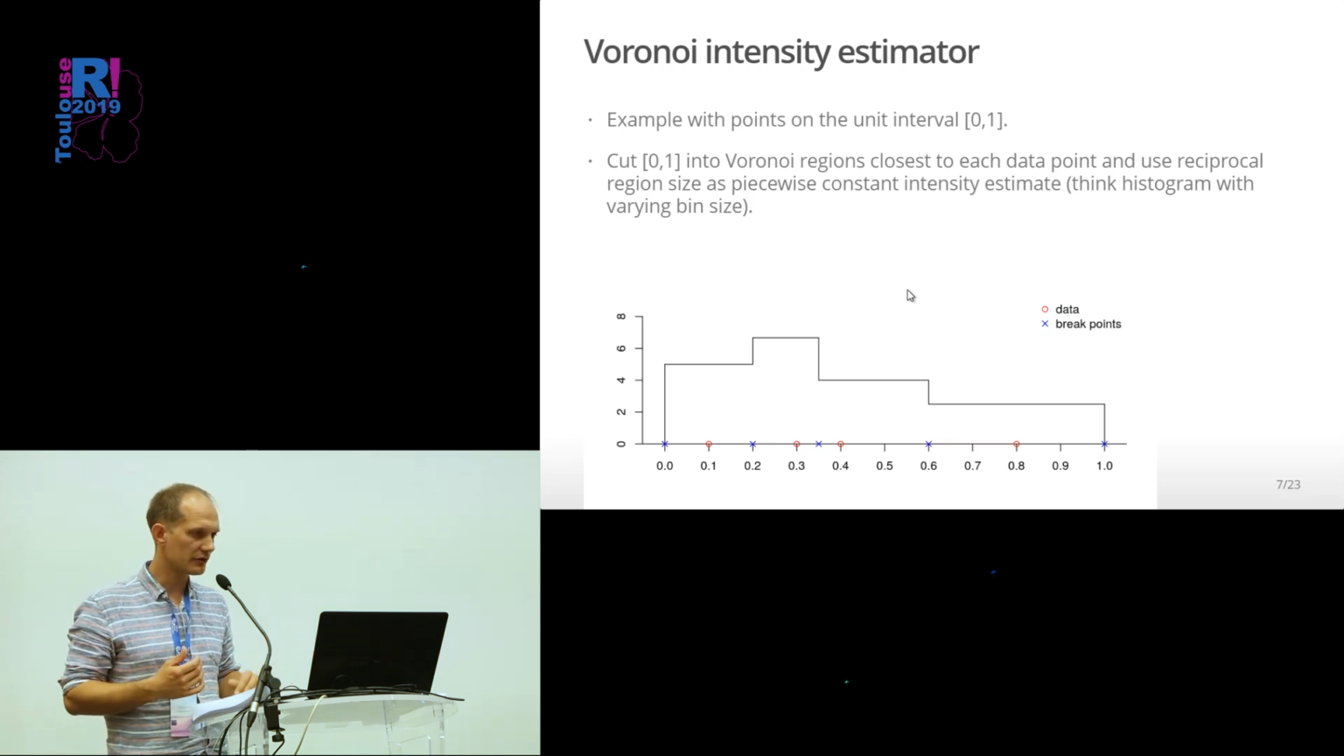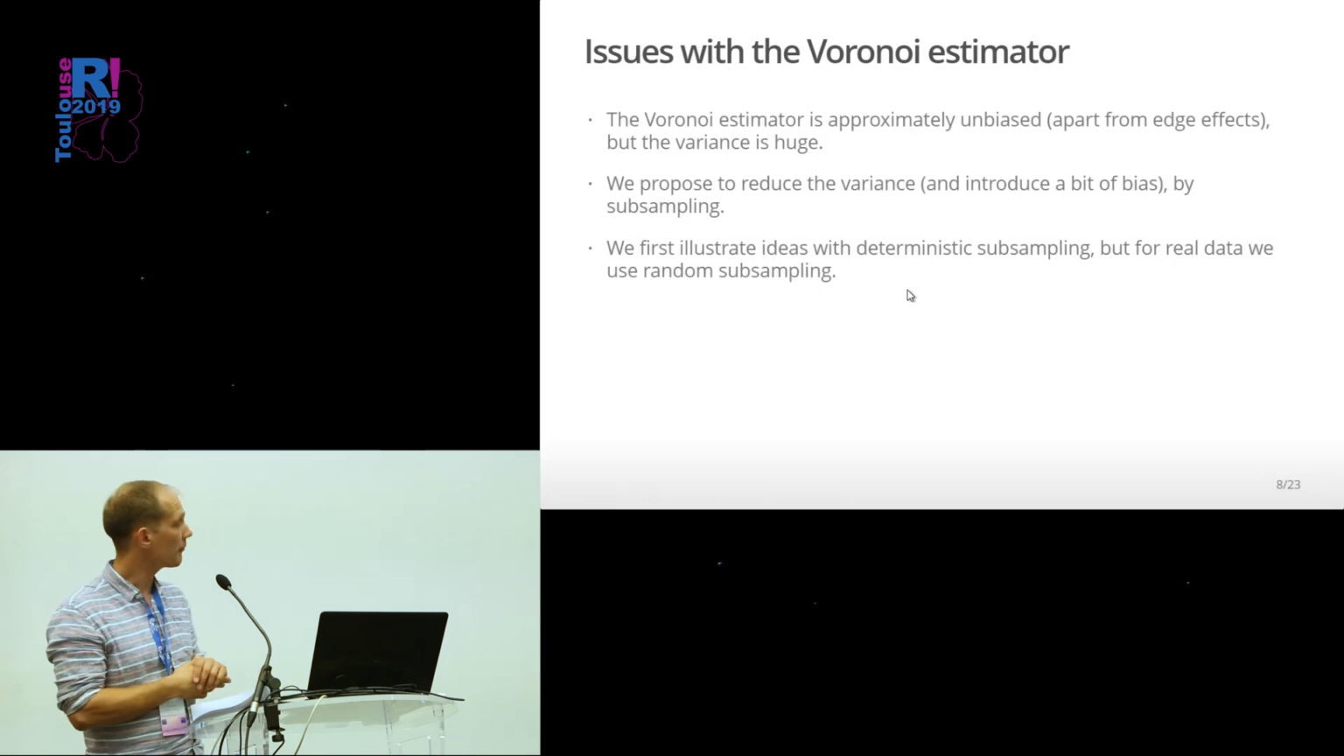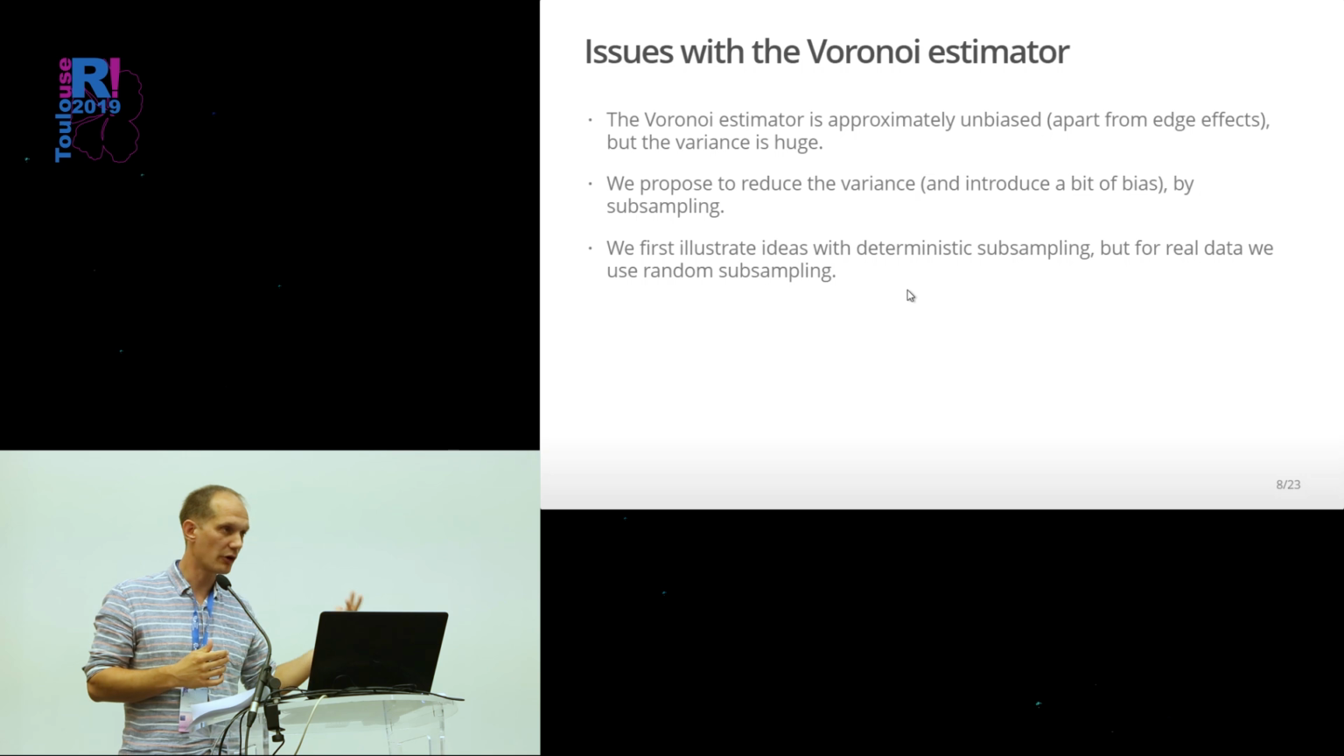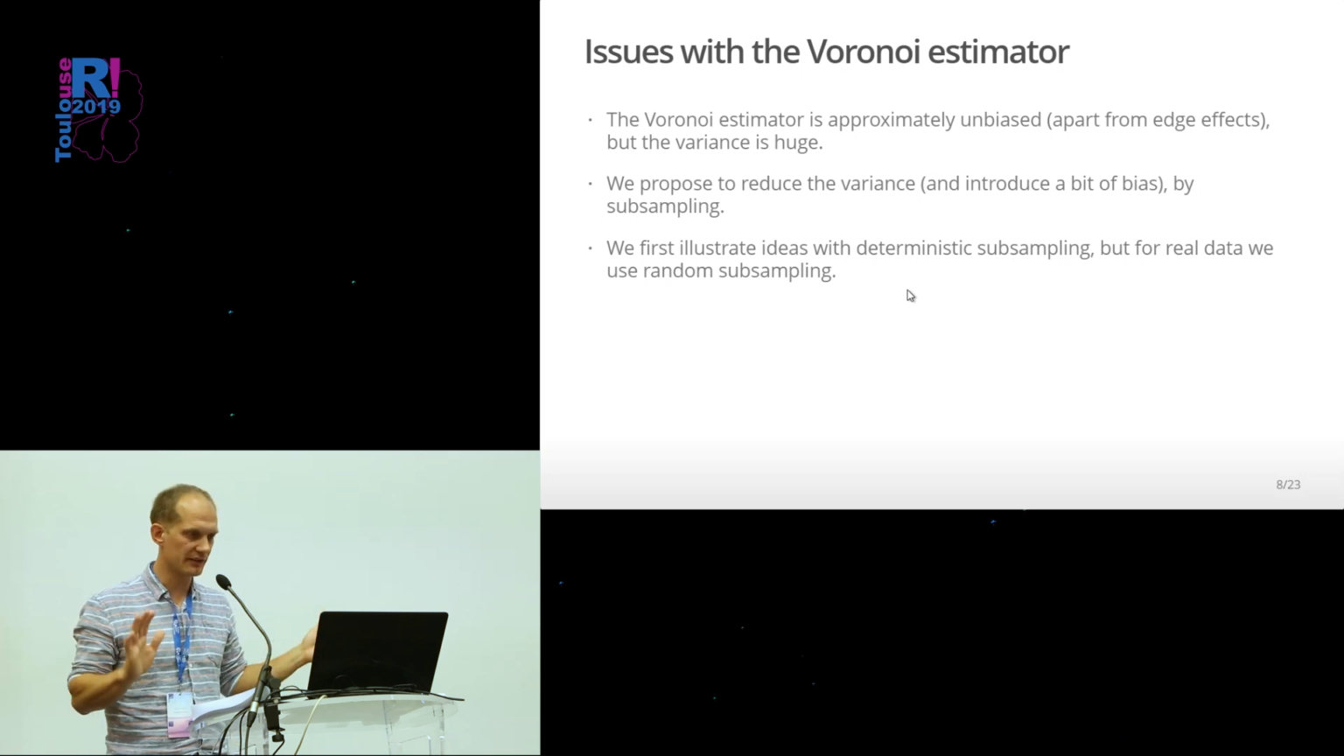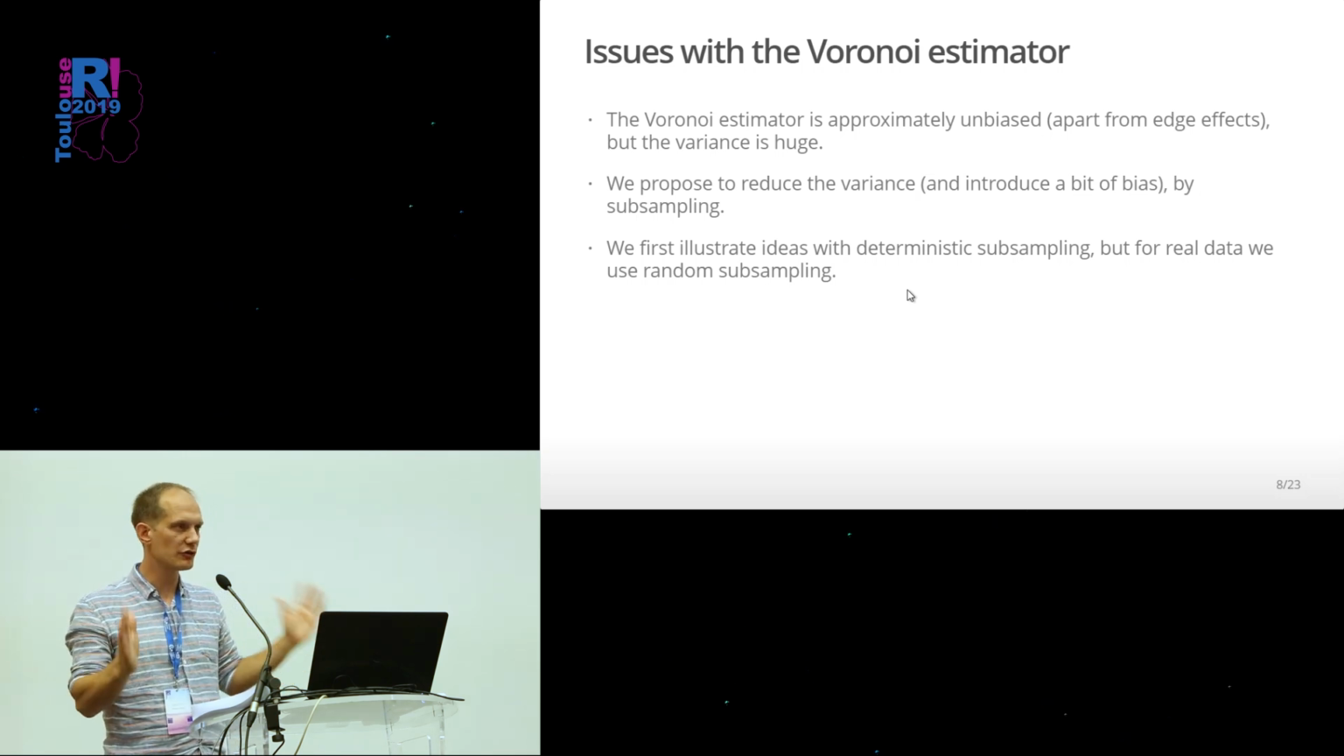It's very easy to construct and to understand. The problem with it is that it's approximately unbiased. You can have something with edge effects. We won't go into that. But the variance is huge.